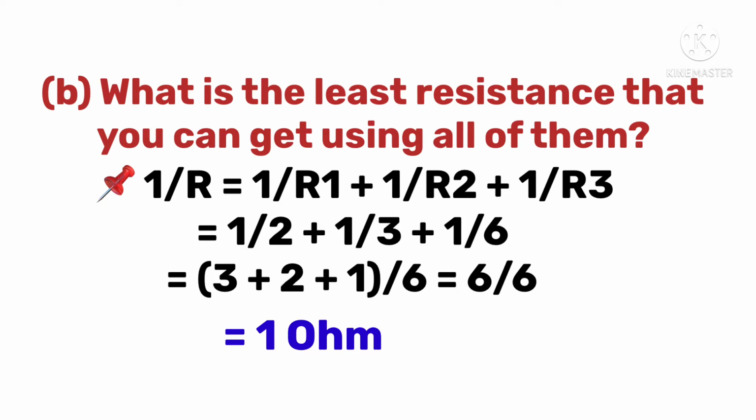B. What is the least resistance that you can get using all of them? In order to get the least resistance, we must connect the resistors in parallel. 1 by R equal to 1 by R1 plus 1 by R2 plus 1 by R3. That is 1 by 2 plus 1 by 3 plus 1 by 6, which is equal to 3 plus 2 plus 1 whole divided by 6. That is equal to 6 by 6. So the answer is 1 ohm.